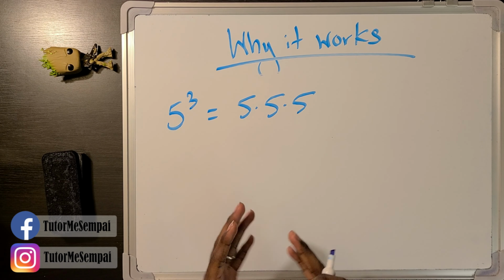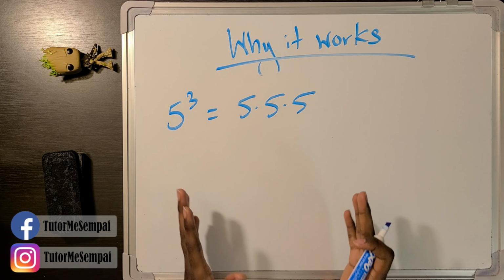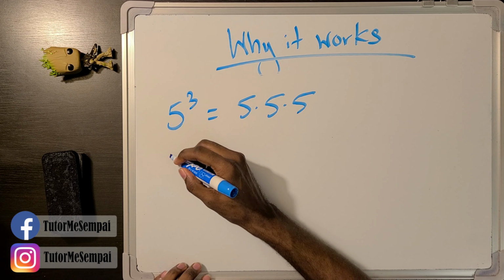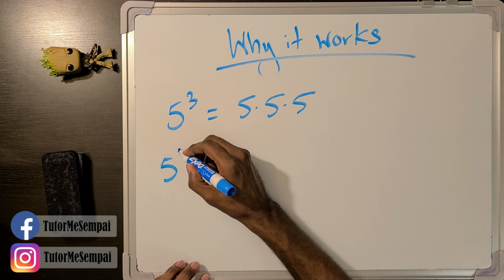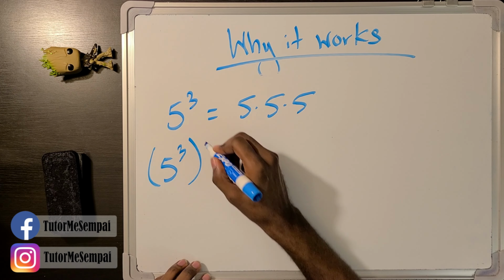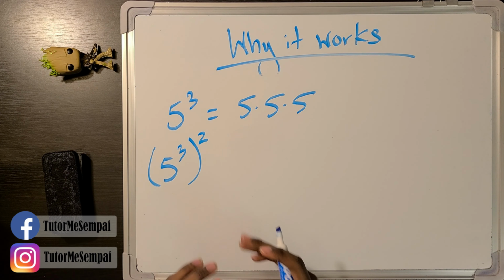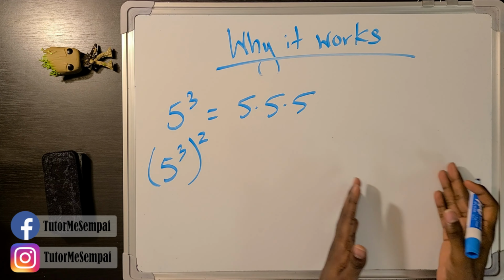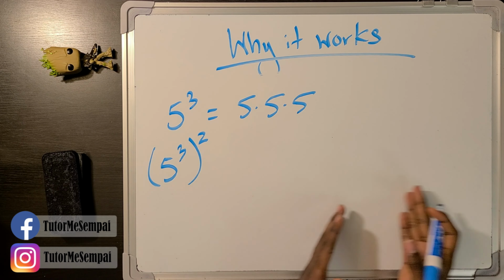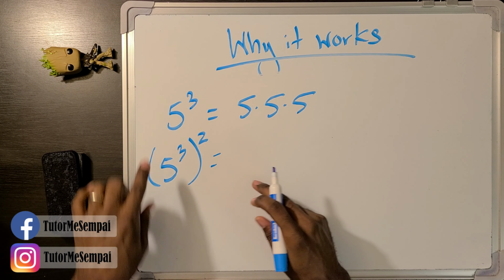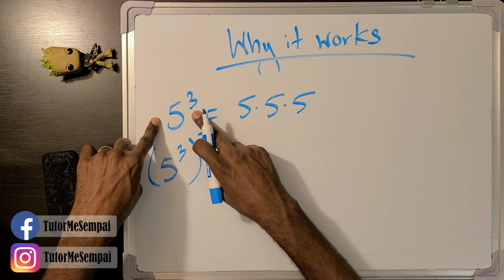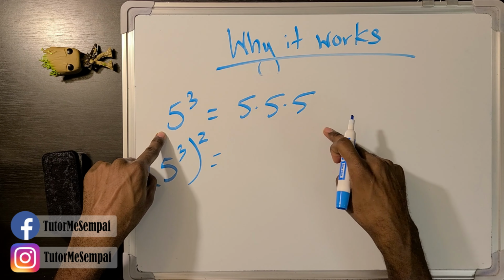And in this case, powers of powers, it's going to be the same thing. So instead of having, let's say, 5 cubed squared, instead of writing out the entire thing, we can write this. Well, what is the entire thing that we're supposed to be writing? Well, we're cubing this, right? That means you write the base that many times.